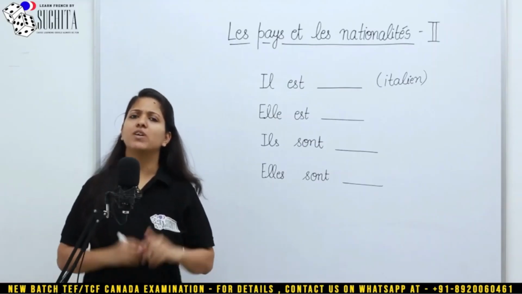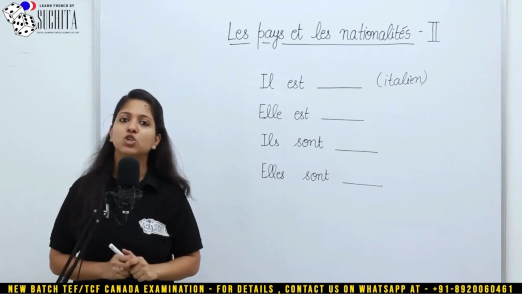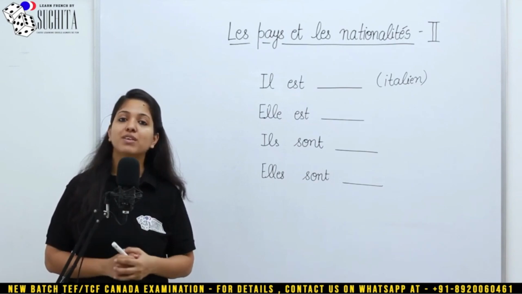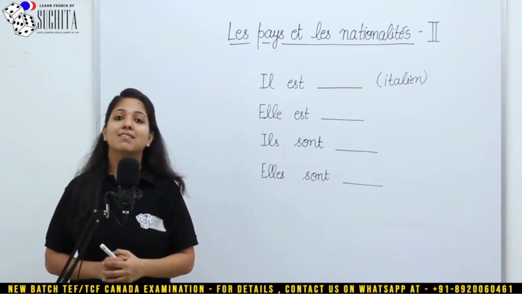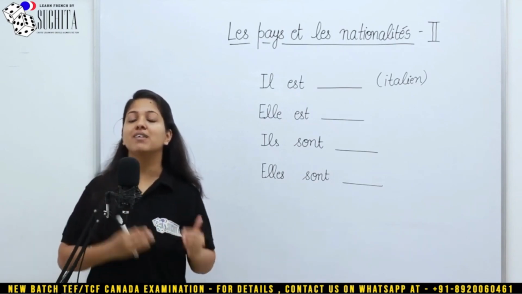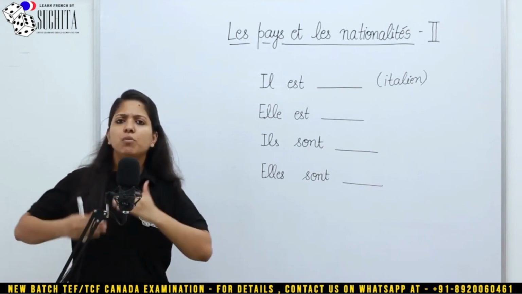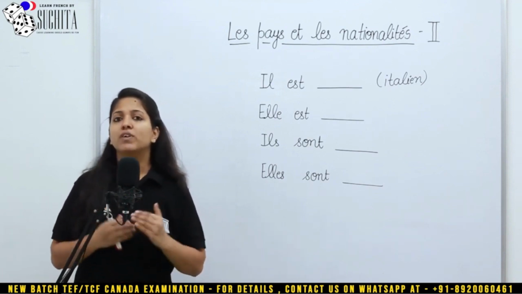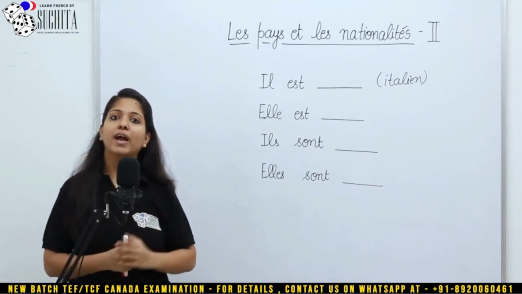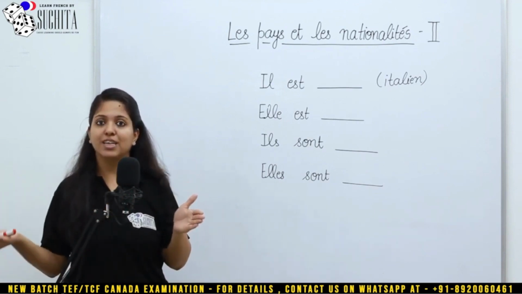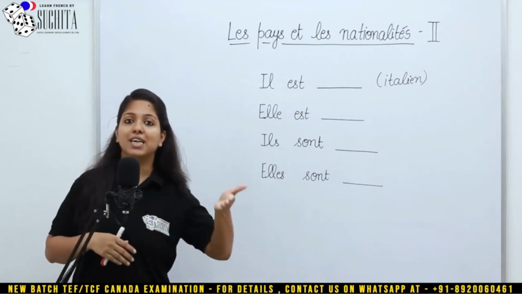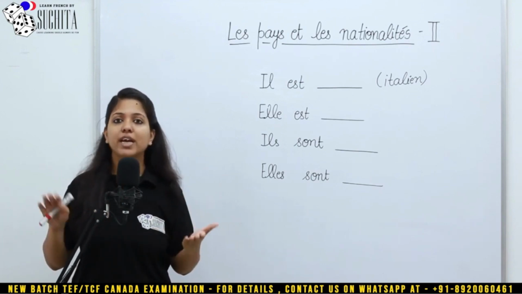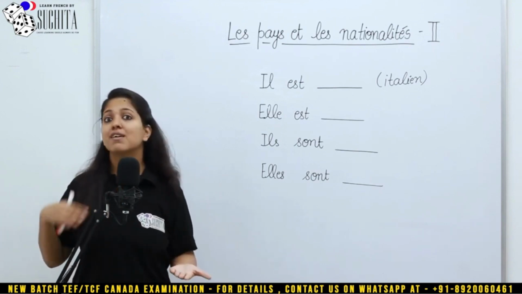So, without any further ado, let's get into the video, and in this video we are going to learn les pays et les nationalités, which means the countries and the nationalities. And this is the second part of our series on the countries and the nationalities. I'll give you a brief recap of what we did in the previous video. We learned how to write the countries along with their nationalities, as in how do you write India, Indian, Canada, Canadian, Australia, Australian, France, French.